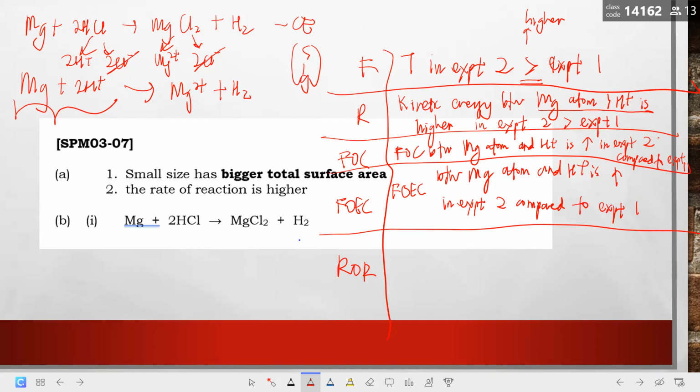All right, and the last one, super easy. Who wants to try this? The rate of reaction in experiment 2 is higher compared to experiment 1. Okay, yep, correct. Good job, all those of you who tried.